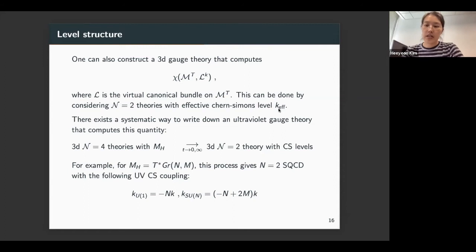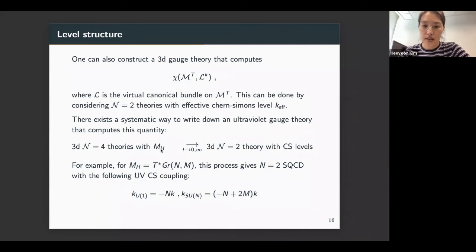In general, for the class of Coulomb theories that we have been studying, the Chern-Simons level can be assigned to each simple and U(1) factor of the gauge group. It's not completely straightforward to find the Chern-Simons level for each simple and U(1) factor of the gauge group that reproduces this Euler characteristic valued in this particular power of the canonical bundle. But there exists a very systematic way to write down the UV gauge theory with some Chern-Simons coupling that computes this quantity here, starting from the N=4 theory whose target space is the Higgs branch.